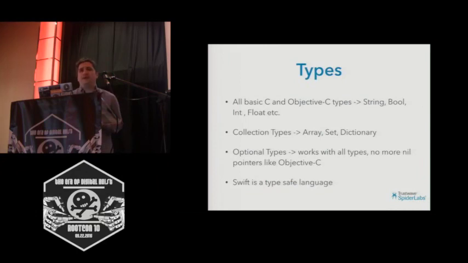So types. All the basic C and Objective-C types are supported in Swift, so string, bool, int, float, the works. You've got collection types: array, set, and dictionaries. Optional types work with all types, so you have no more nil pointers like in Objective-C, which is nice. And it's a type-safe language.